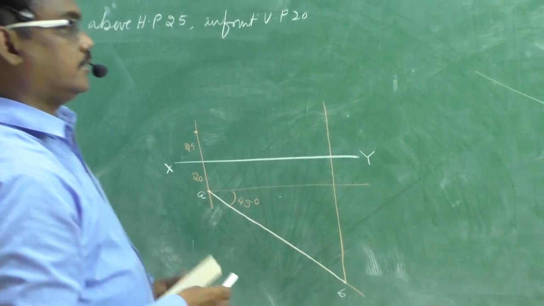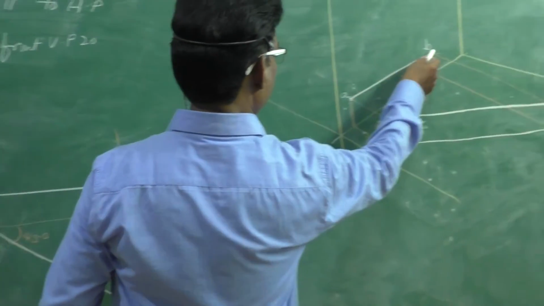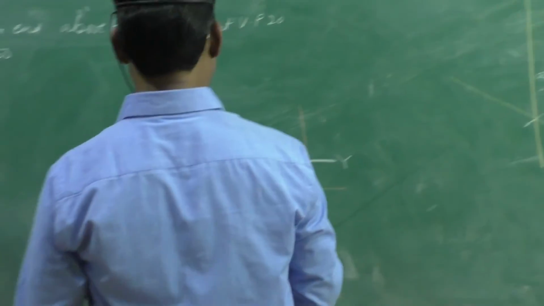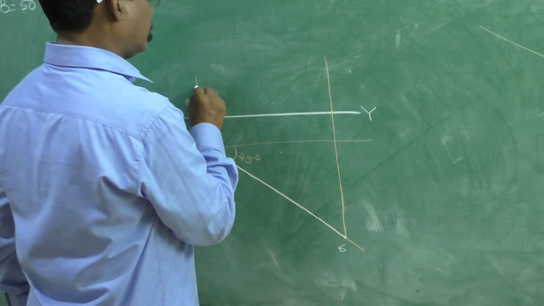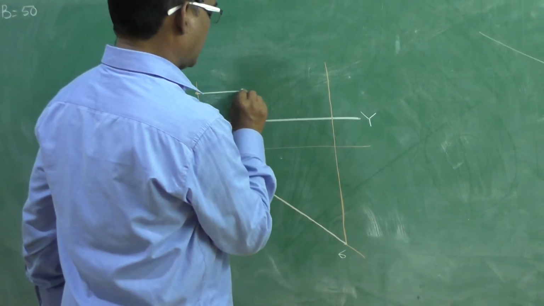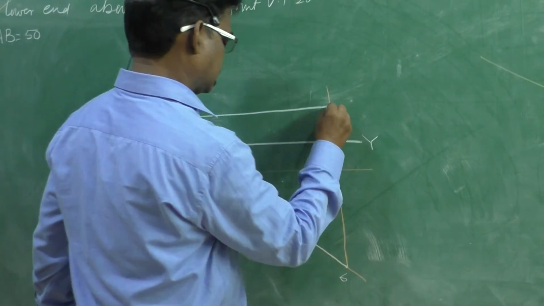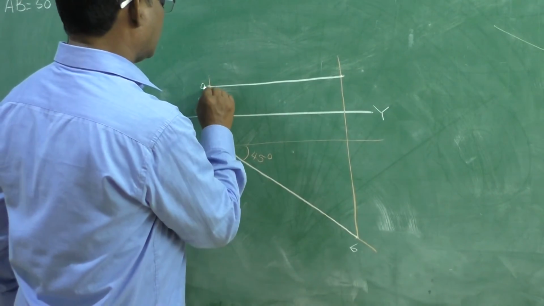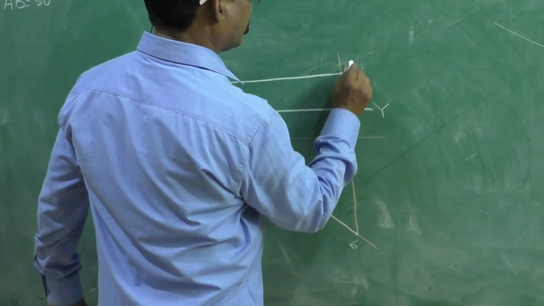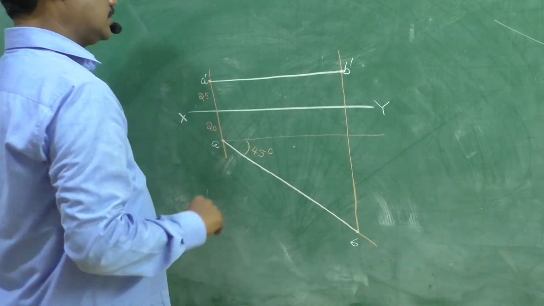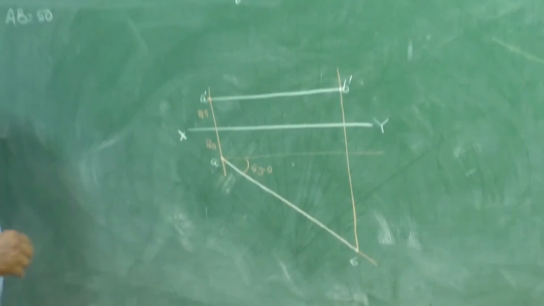Next, this line is parallel to the reference line. Okay, therefore we need to draw a line parallel to the reference line. This will be A dash and B dash. Okay, this is the solution of the problem.